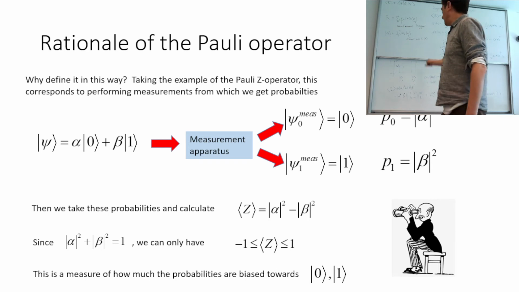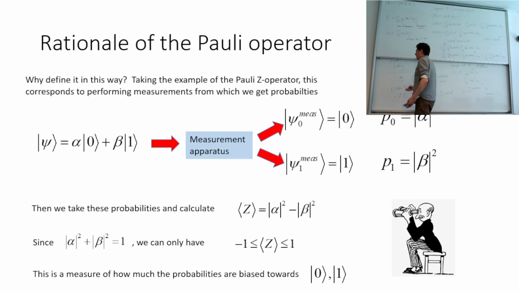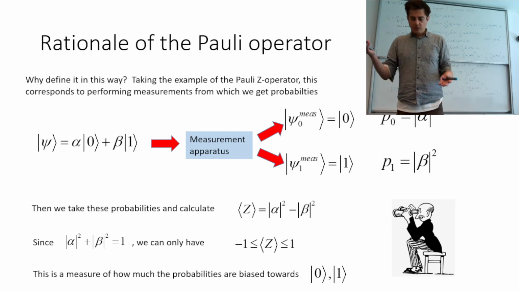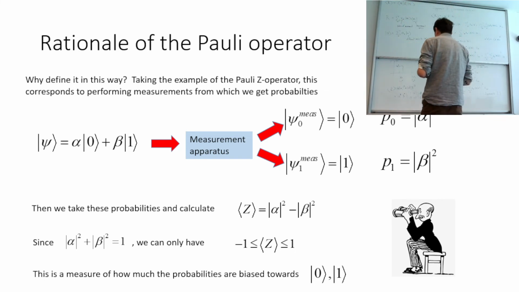So basically, this is always a measure of which one is larger, which coefficient in this particular basis is larger.